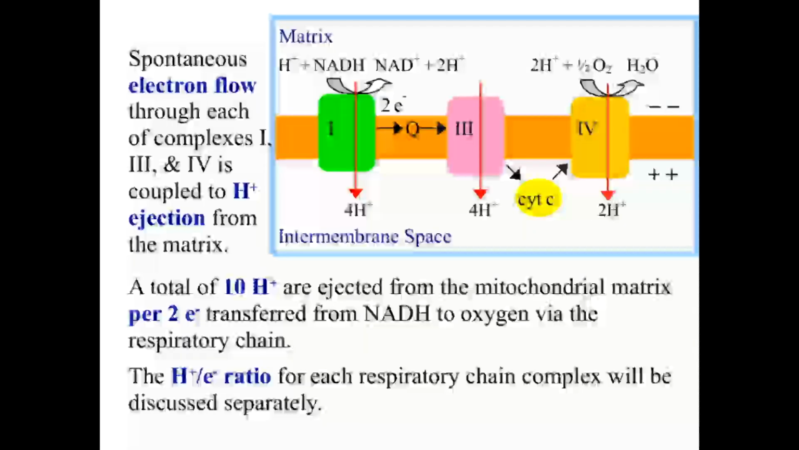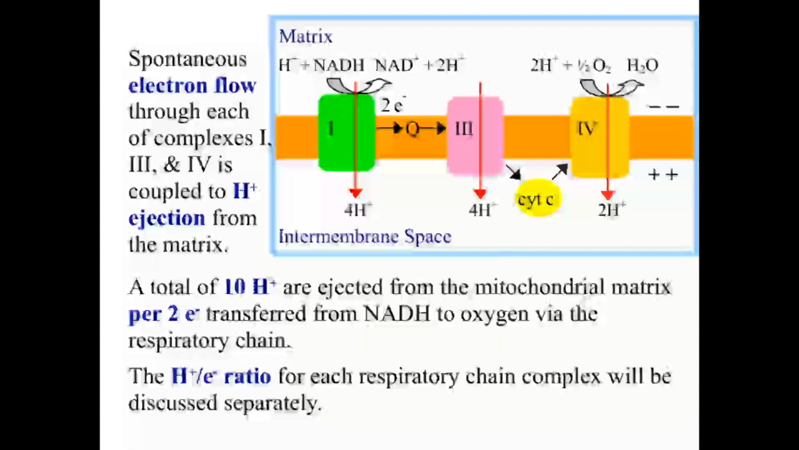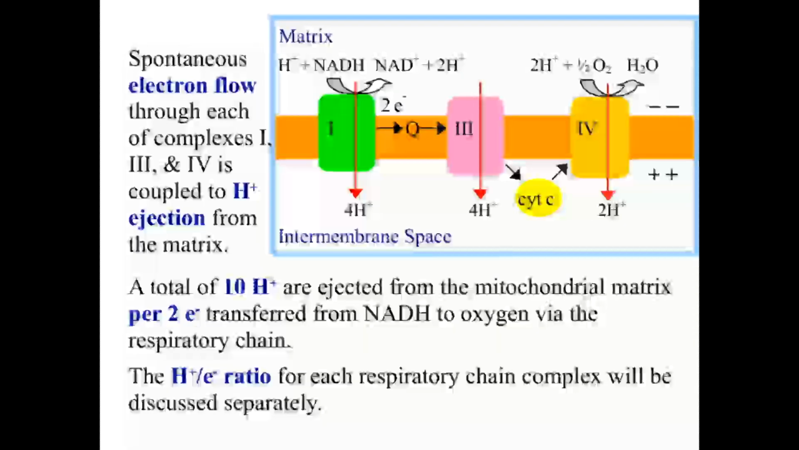Now, for every 2 electrons transferred from NADH to oxygen via this chain, about 10 H+ ions are ejected from the matrix. That's a significant number, and it highlights how efficient this process is at generating a proton motive force. We'll also look at the specific H+/e- ratios for each complex. These ratios tell us how many protons are moved for each electron transferred. Understanding these ratios helps us grasp how each step contributes to the overall process of energy production.